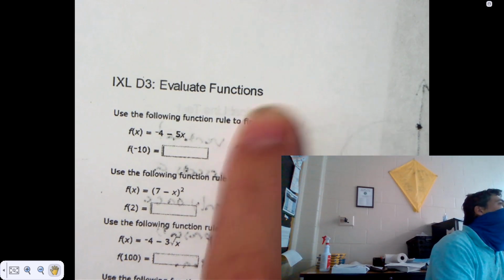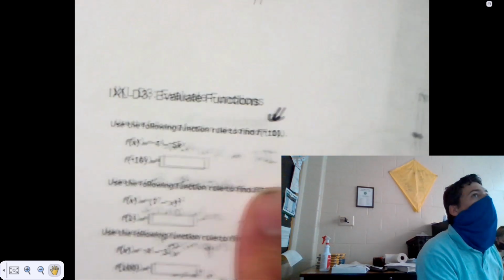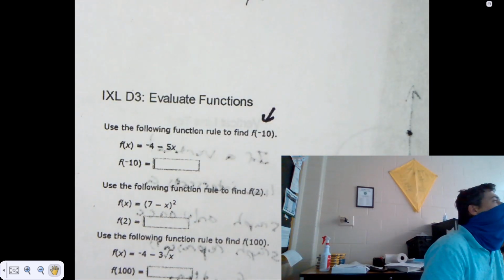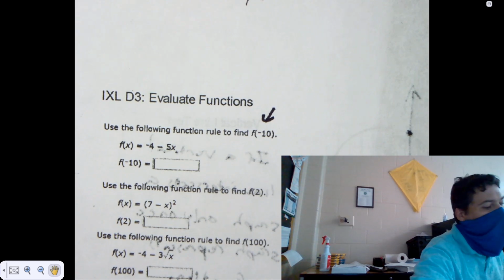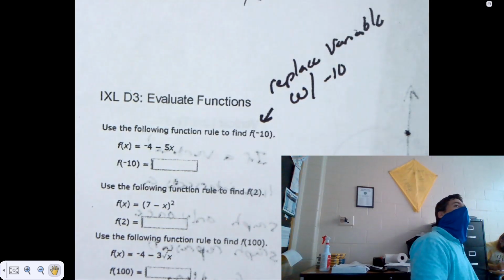Now we could have a big old long lesson about this, or we can just write a little quick note about what this is telling us to do. Replace x, or replace the variable with this number, okay? This is just saying replace the variable, which I think in the first question is x, with a negative 10. That's all it's saying.